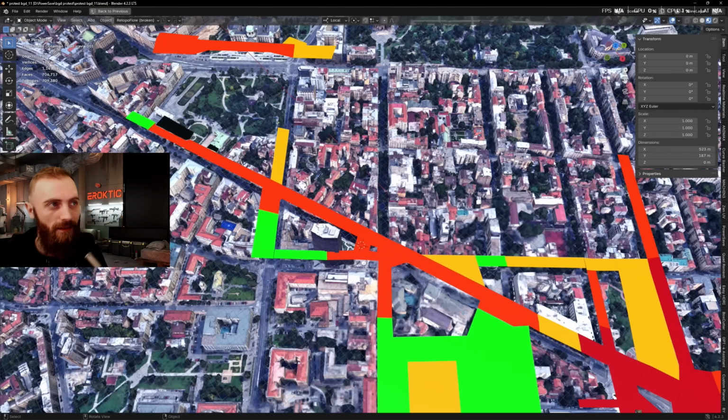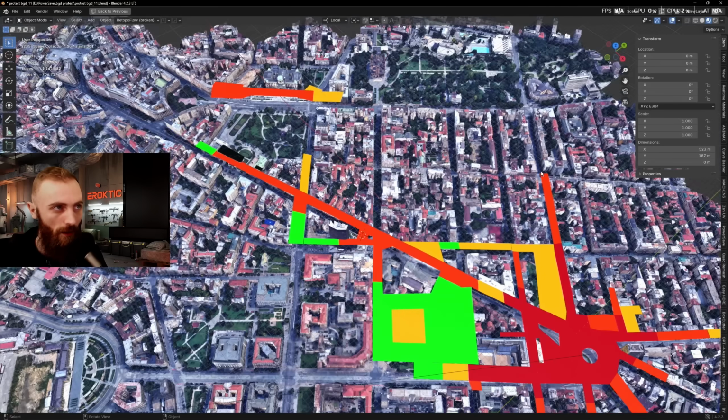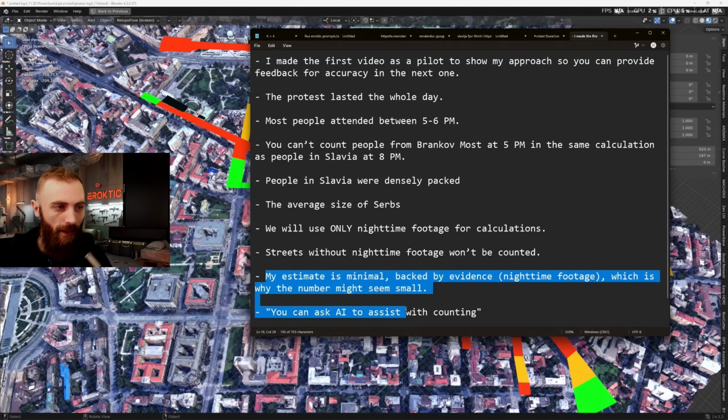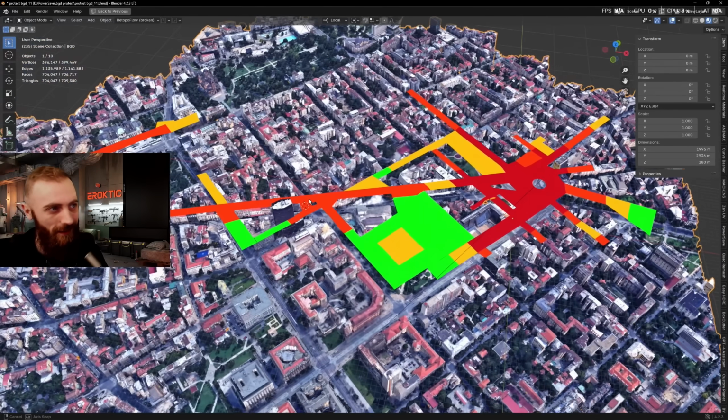And as I already said, this is going to be the minimal number of people based on the evidence, okay? People are also saying you can ask AI to assist with the counting. You are 100% correct, but I like when it hurts. It's more interesting like that, come on, dude.